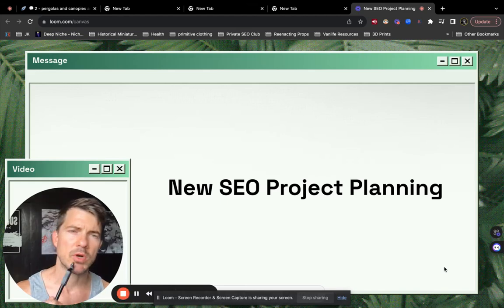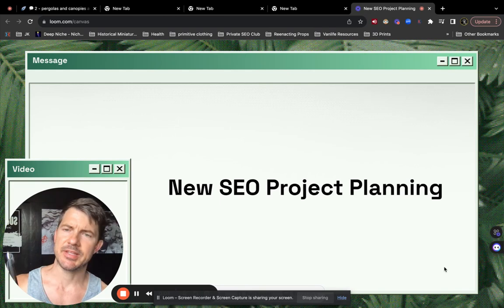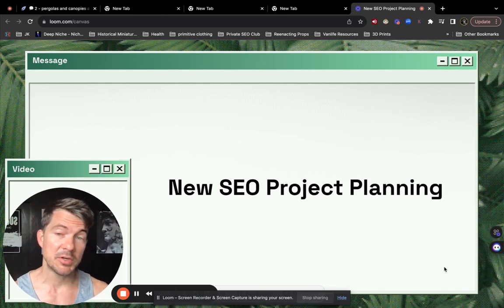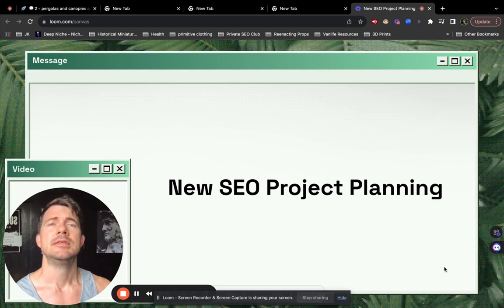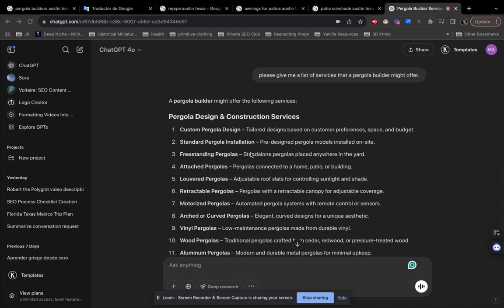New SEO project planning. I am going into a new niche that I don't know much about. Even if I did know a decent amount about it, but I had never done keyword research before, this is how I would begin. So, step one, I come into ChatGPT, and the top keyword that I picked, because we're looking for an outdoor construction type of thing, like outdoor kitchens, things like that.